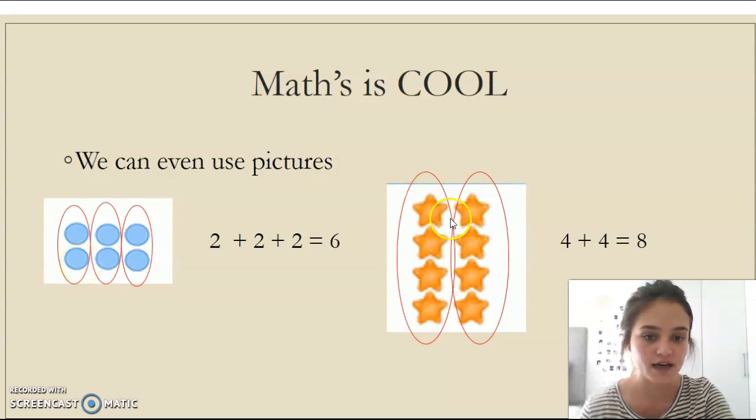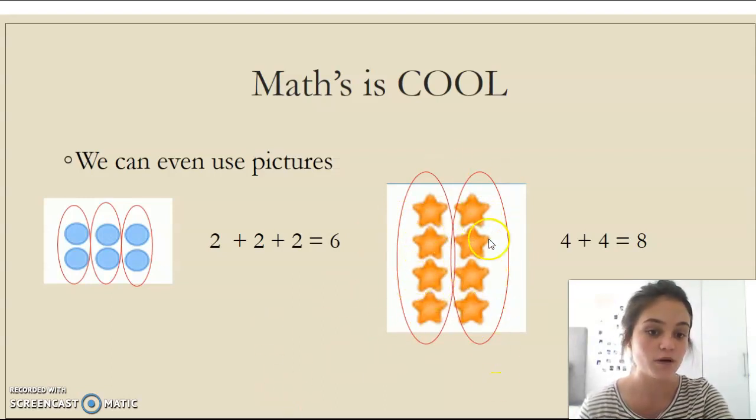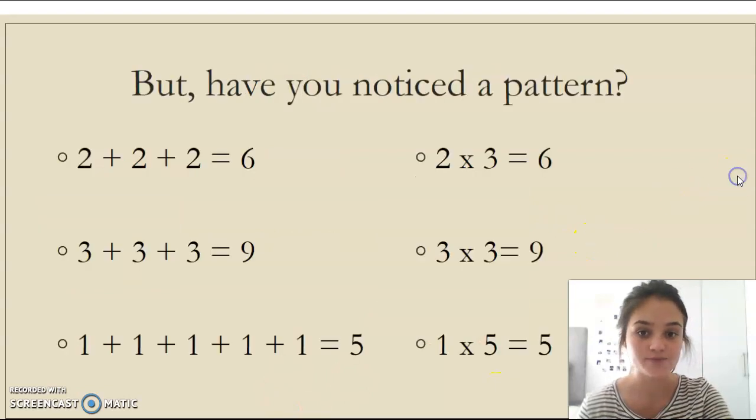Then over here, I have 2 groups in my 2 red circles. And there's 1, 2, 3, 4 stars in each group. So I have 2 groups of 4. And if I add it up, I have 4 in this group and 4 in that group. And that is 4 plus 4, which is 8.